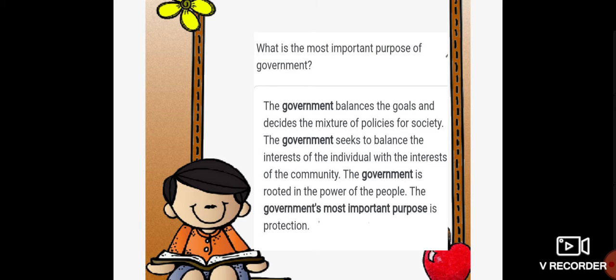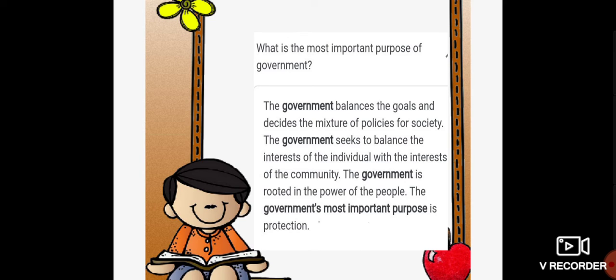Now, what are these society policies that they have balanced by taking different decisions for the welfare of society? And the government seeks this balance for the interest of every person, whether the person is from different communities, because in India there is no one particular community, whether the person is from any kind of community that we have seen in previous lessons.